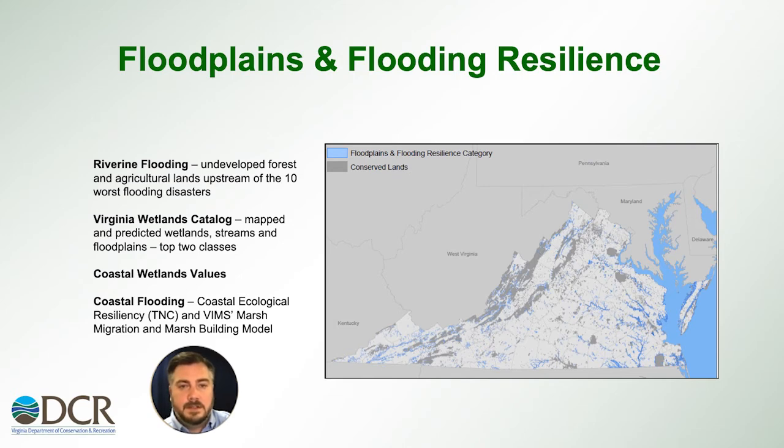Coastal resilience is also addressed by the Marsh Migration and Marsh Building Model, developed by the Virginia Institute for Marine Science. This model identifies estuarine and freshwater areas that provide the highest ecological services and provide for the highest marsh migration potential to adjacent natural lands.